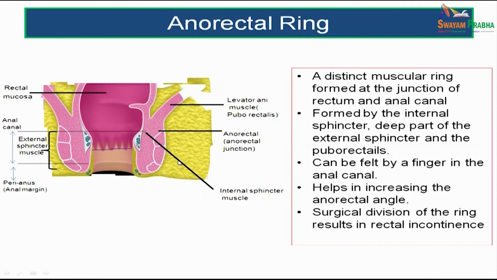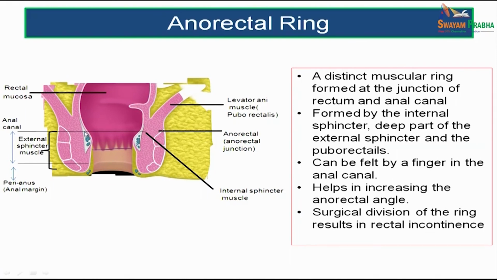Having learnt about internal sphincter and external sphincter of the anal canal, there is one more structure which is very important, which is called the anorectal ring, because this is important in maintaining continence, anal continence. So, there is a distinct muscular ring formed at the junction of rectum with the anal canal. This is the area where your anorectal ring is present.